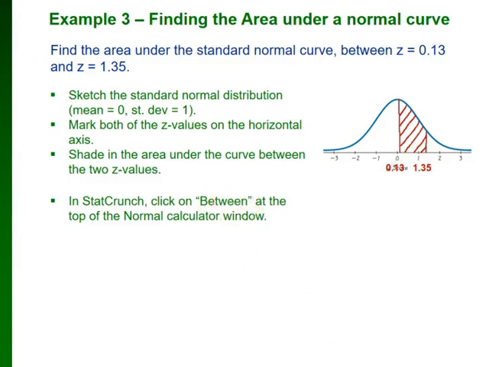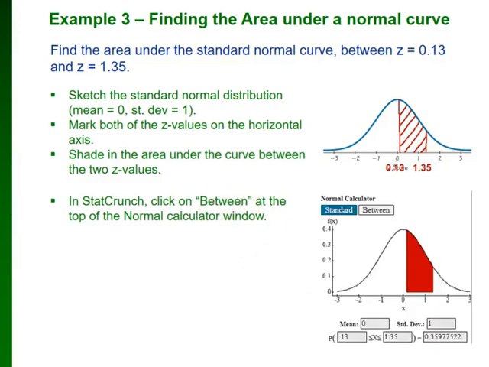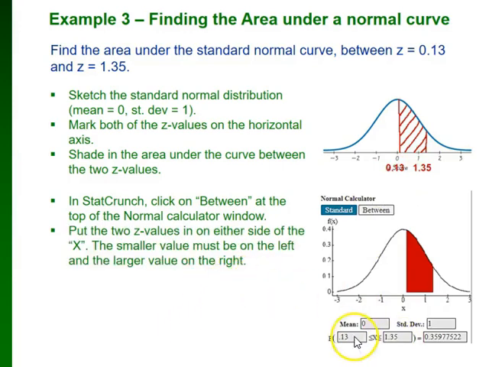So click on between at the top of the normal calculator window. Put in the two values for z, so put in the 0.13 and the 1.35. It's important when you do this that the smaller one of these is on the left. They need to match what it's going to look like in the picture up here. If the 0.13 was to the left here, then it needs to be in the left box over here. I have those two values, and then if I click on compute, it will give me this picture. It matches the picture I had sketched, and this is my area or my probability.